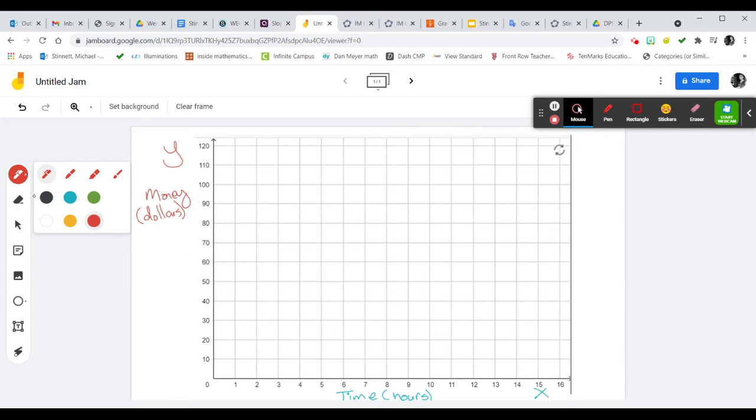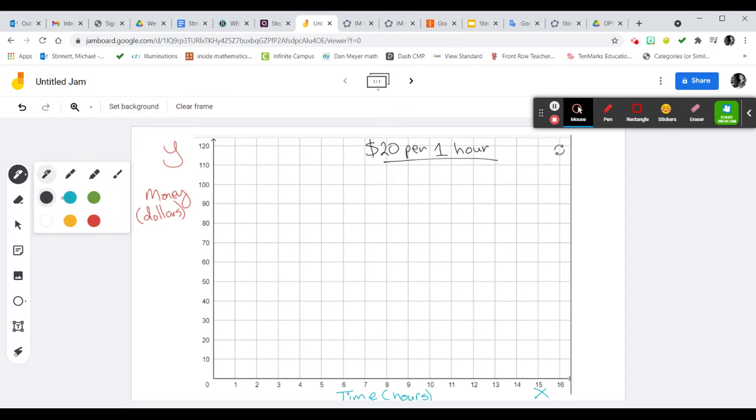So let's say I make $20 every hour. So I make $20 per 1 hour, right? At my job. Got a new job. That's how much I make. Okay. So I'm going to graph that.